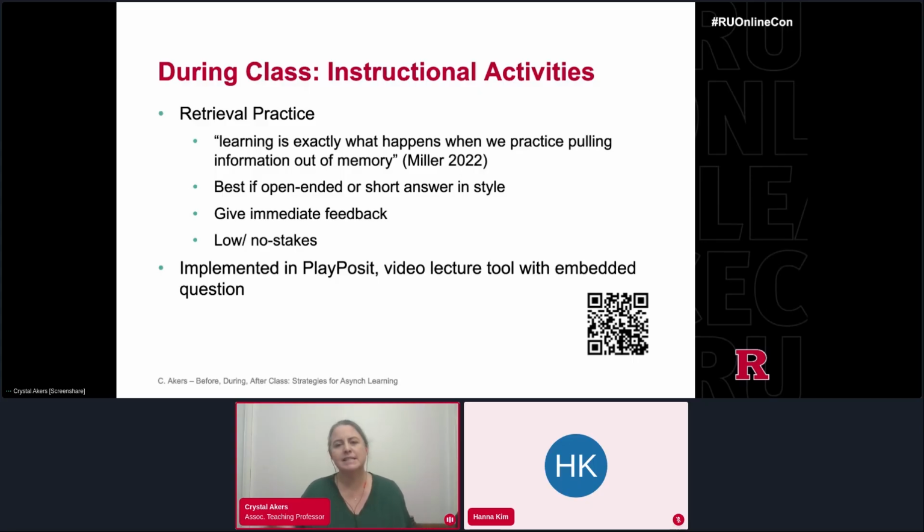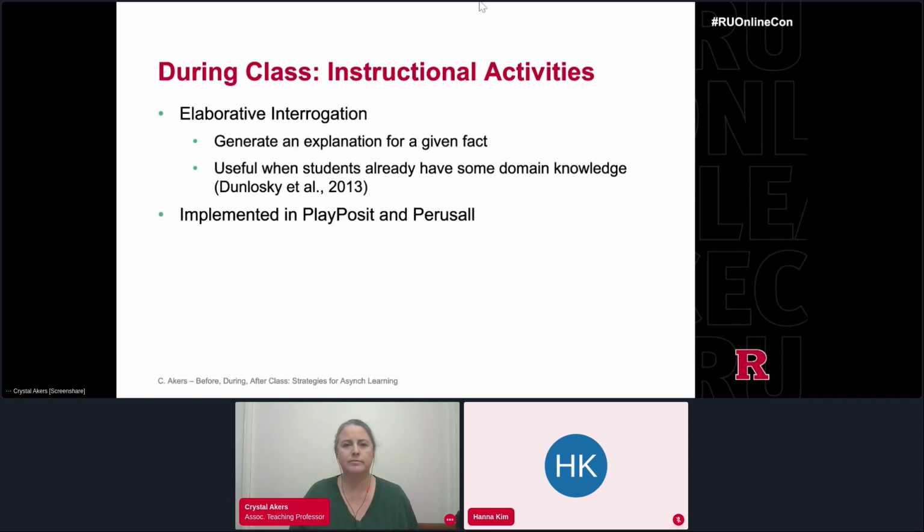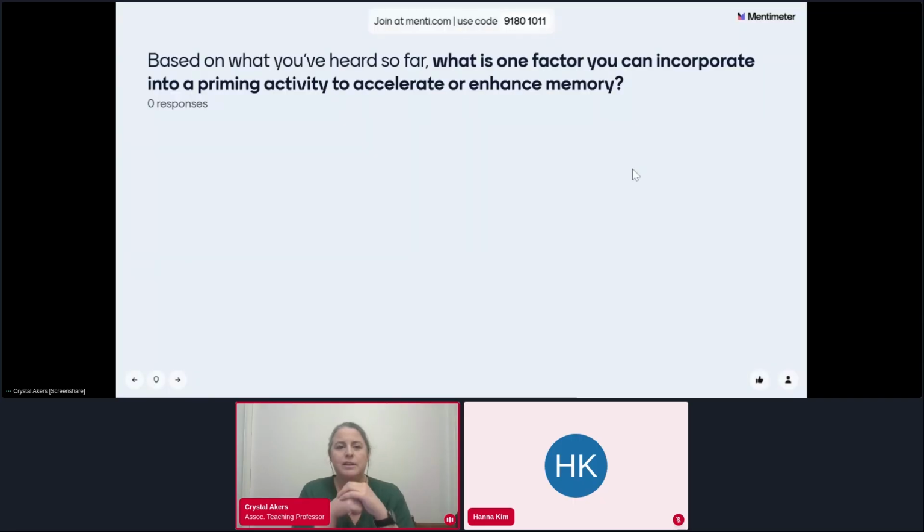All right, so let's take a minute to try this out back in Menti. There's a QR code here for you. It's the same Menti that you were in before. So based on what you've heard so far, trying retrieval practice here, what is one factor you can incorporate into a priming activity to accelerate or enhance memory?